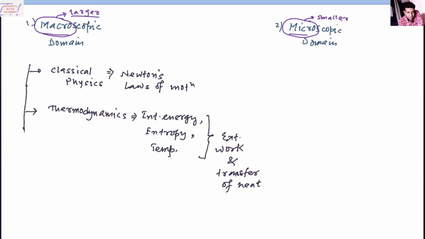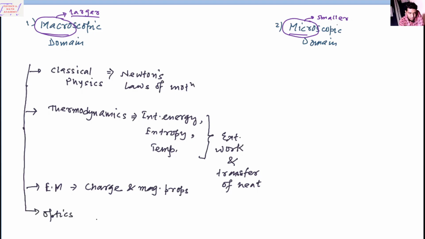And there are two others also. Electromagnetism, electricity and magnetism, associated with charge and magnetic properties. And the last one is optics. It deals with light. So these are the macroscopic domain.